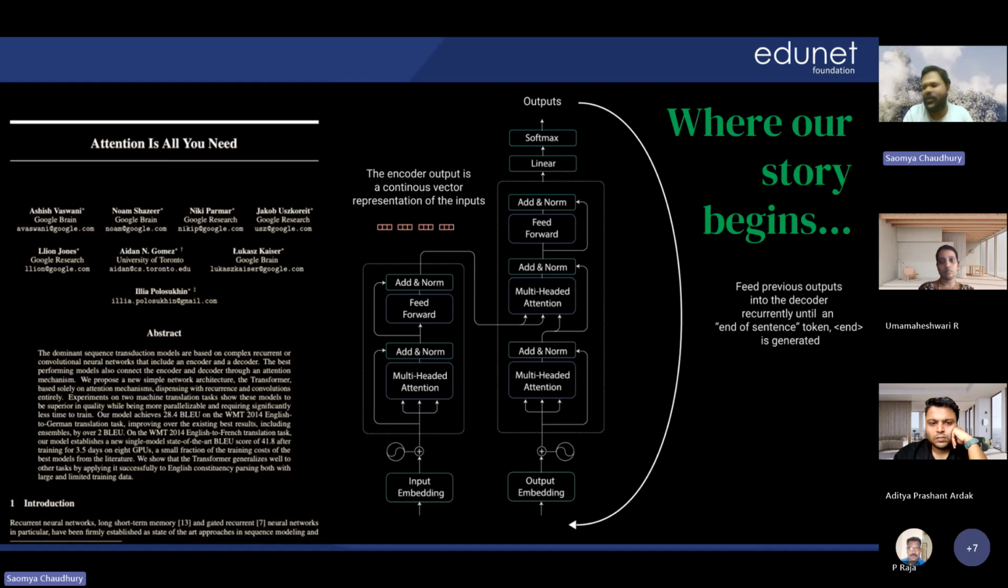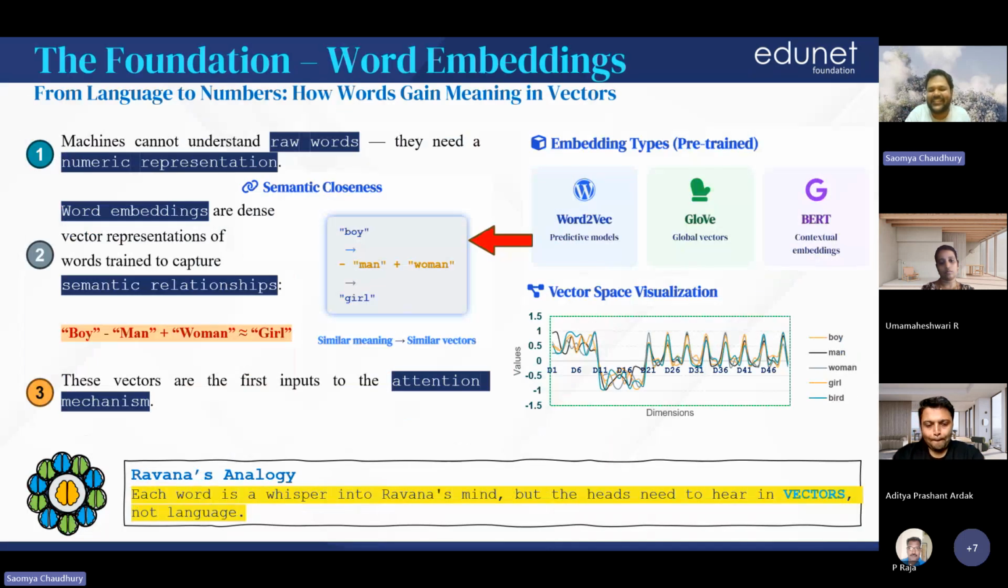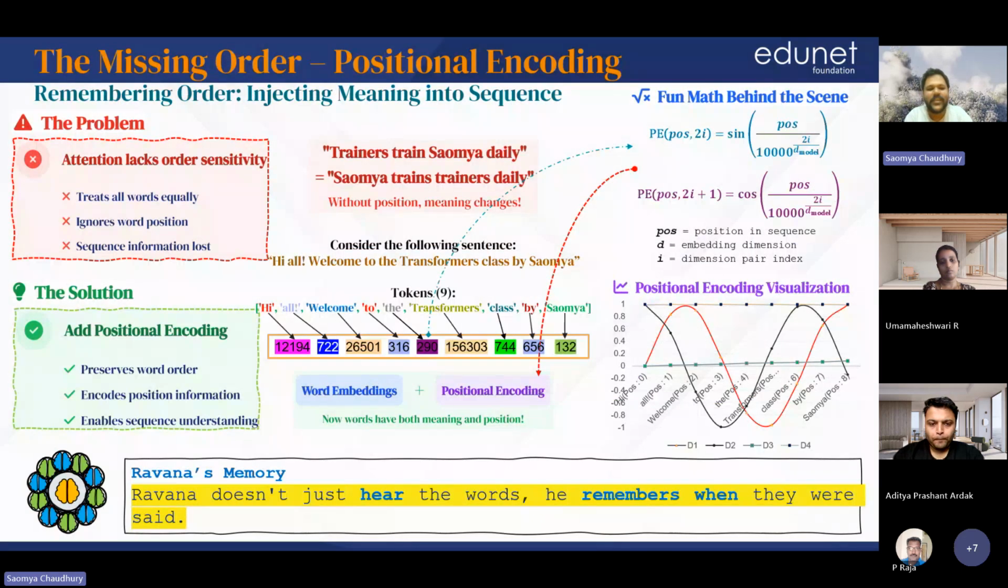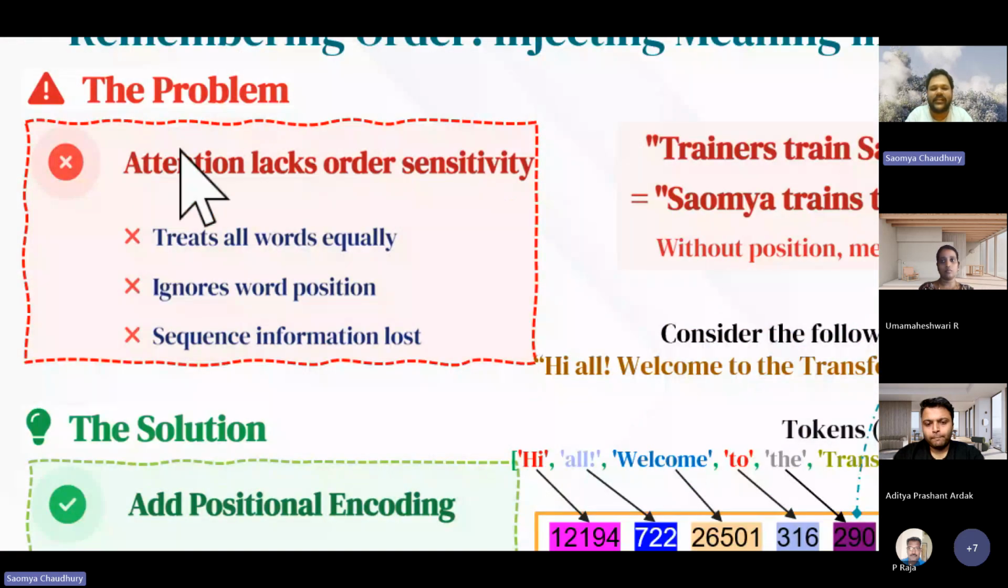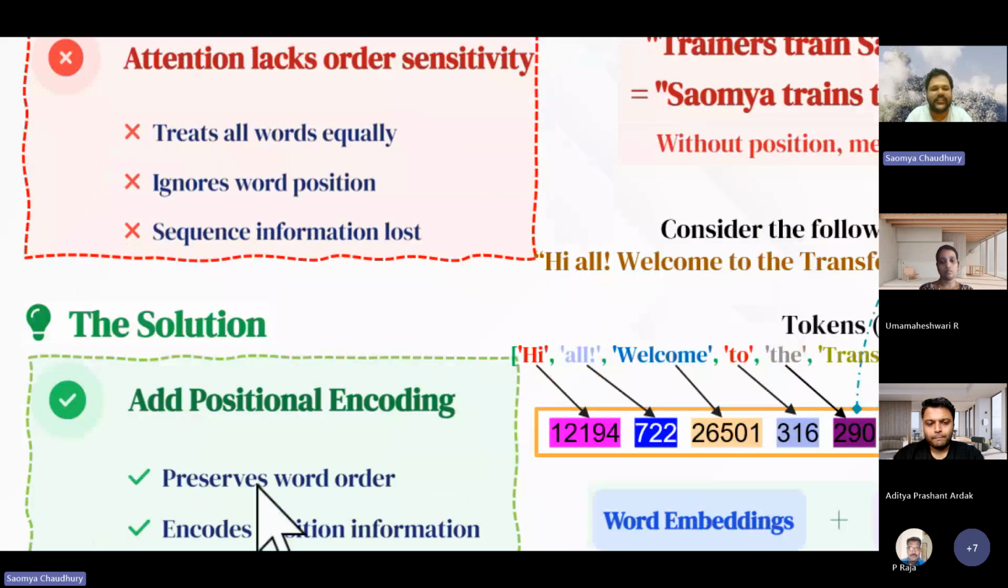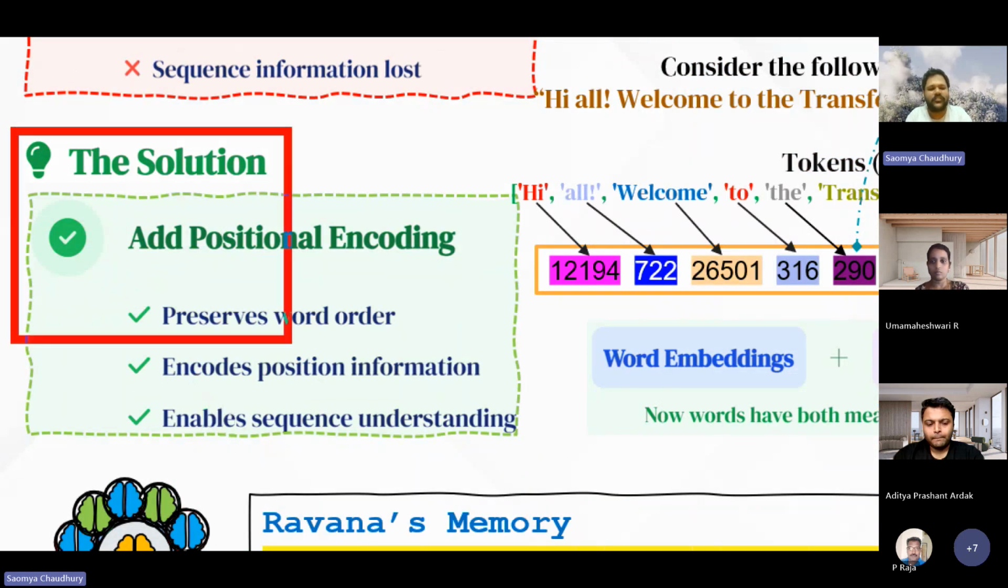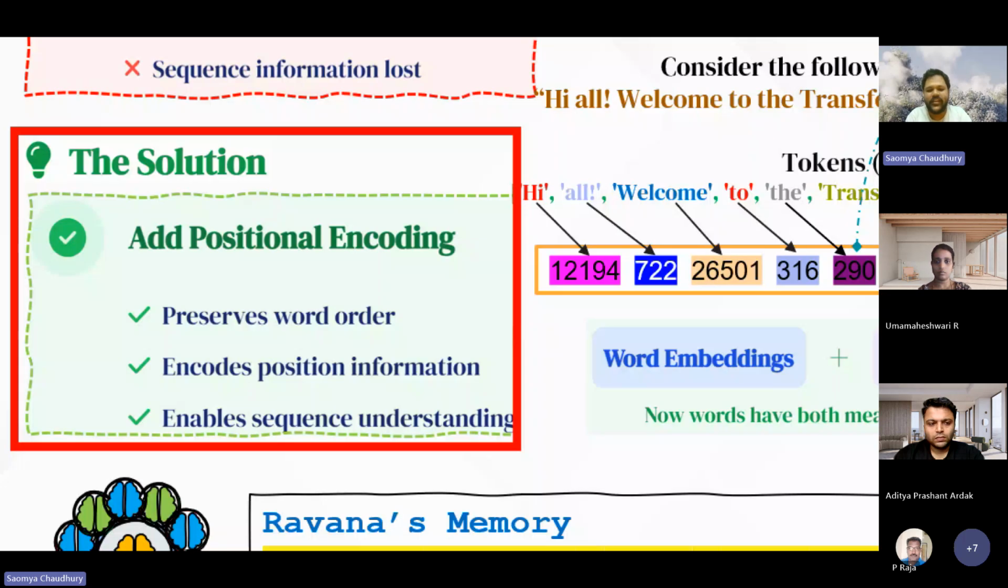Perfect. So now, obviously, you might be wondering that it's very easy to talk about position, but how would you convert it into a matrix? That is what is challenging here. So you have these few things: it lacks order sensitivity. The obvious solution is to add positional encoding, which preserves, number one, word order. It encodes the positional information as to where this or that is located, and it enables sequential understanding as well.